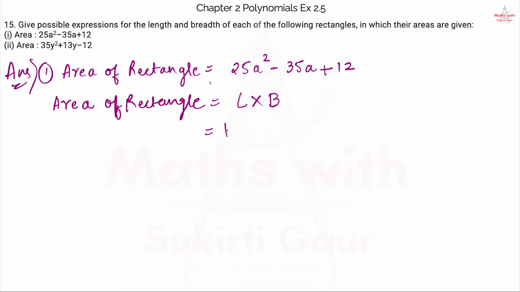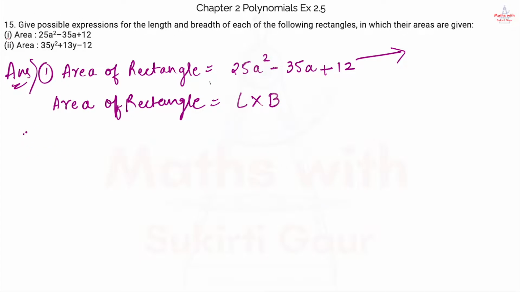So we want two expressions here so that when they multiply, we should get this area, this polynomial. Okay, so we are going to find two factors of this polynomial such that we can write them in the place of length and breadth, and that's how we will get to know the length and breadth of this rectangle. We have to give the expression for length and breadth. So that is what we are required to do.